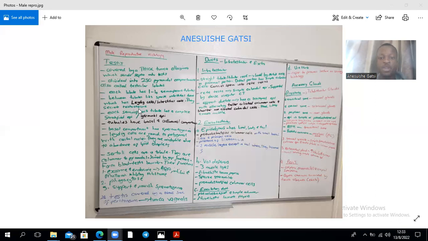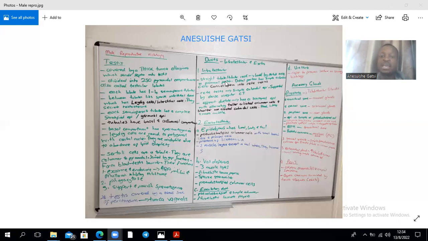Then if you look at the other parts of the male reproductive system, if you go to the duct system, we'll divide it into the intratesticular ducts and the extratesticular ducts. The intratesticular ducts are the ones that lie within the testis. Then the extratesticular ducts are going to lie outside.